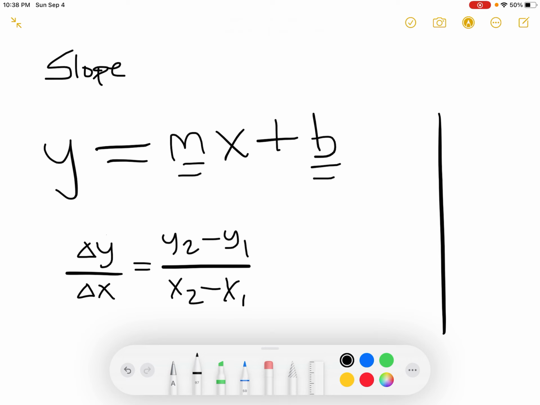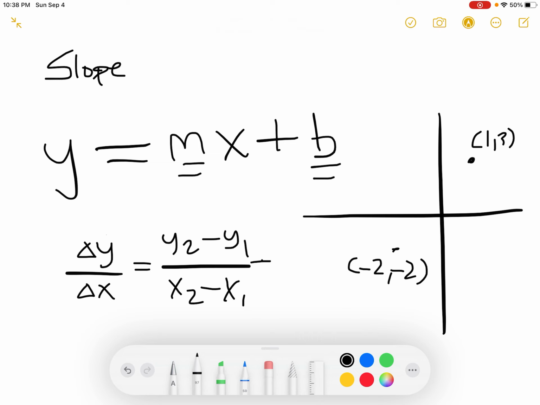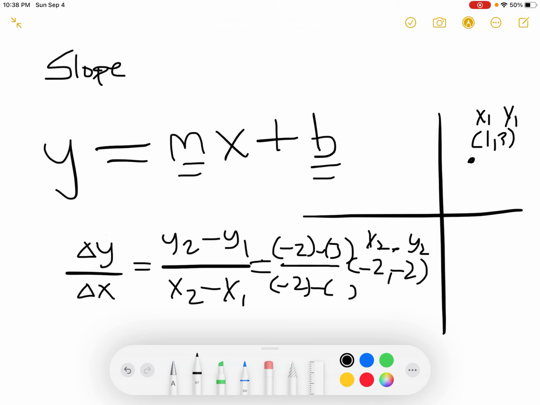So if we're looking at a graph, let's say we had a point here that is 1, 3, and a point here that is -2, -2 or something. If we wanted to find the slope, then we would do y2, the second y. We could just call this x1, y1, and as you'll find out, it doesn't matter what thing you choose, because it still comes out the same. So the y2, that is -2, y1, 3, x2, -2, x1, 1.